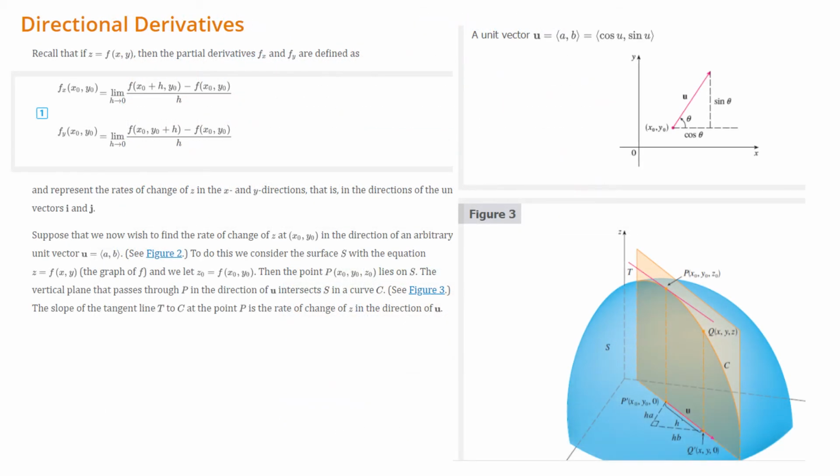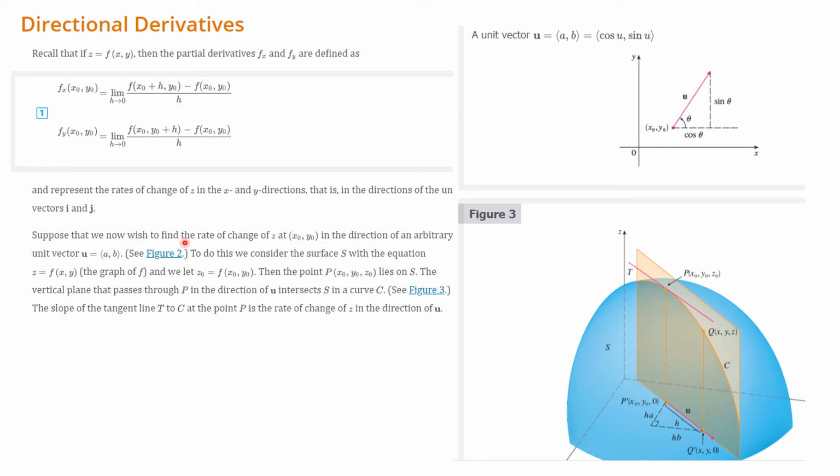Okay, so here's how we go about it. We take z equal f of x, y, and then the partial derivatives are these. What we're going to do is use the same idea, except instead of moving just in the x direction or just in the y direction, we're going to move in a general direction. Now let's go down here and talk more specifically about the directional derivatives, because these are special cases of the directional derivatives.